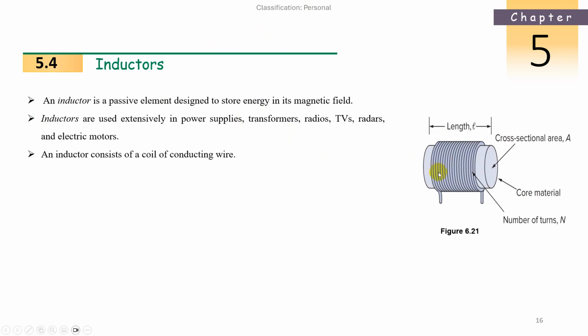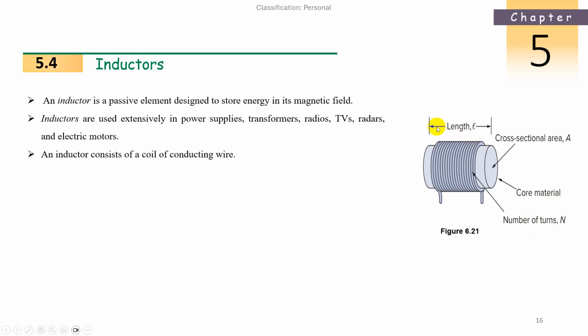Now this wire has some turns. Turns means one rotation, first turn, second rotation, second turn, third rotation, third turn. So the number of turns is how many times it is rotated. As per this diagram, how many turns do we have? We can count it. We have more than 20 turns. That is your number of turns.